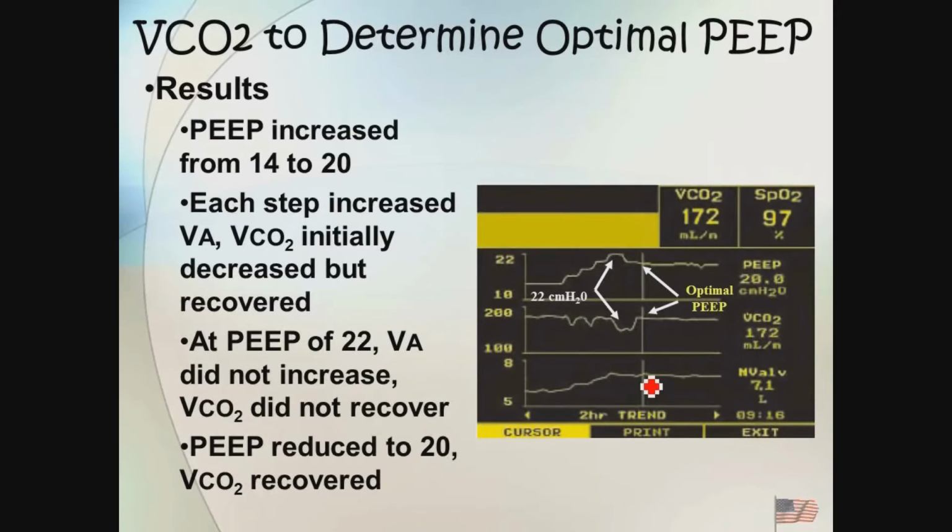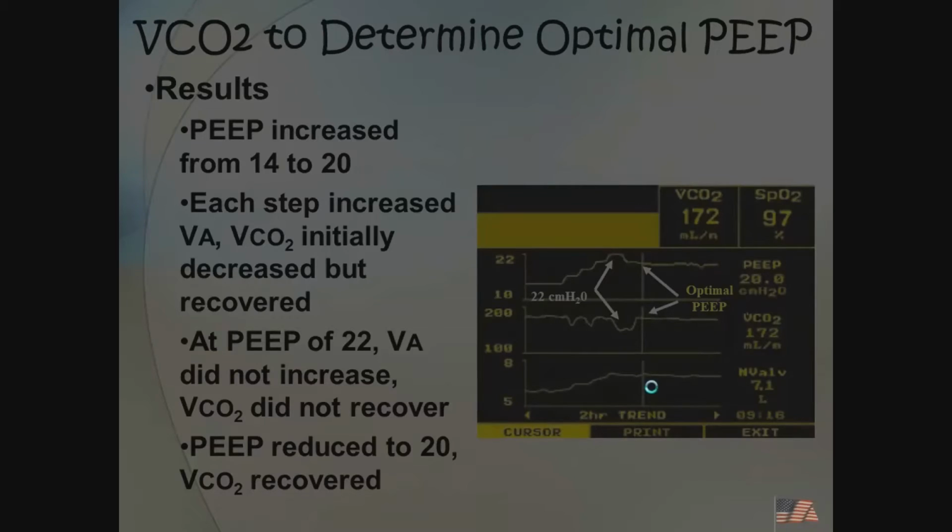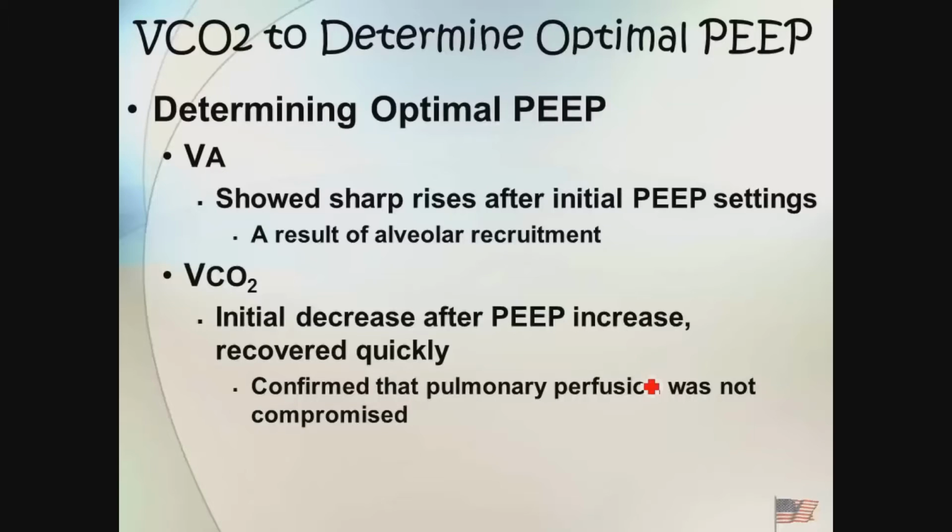So that's what people call the drop in VCO2? Mm-hmm. Because I can't eliminate it, because I can't bring the CO2 back because perfusion's impaired. Oh. Right? Okay. So alveolar volume should increase after the optimal PEEP because I'm recruiting. And VCO2 is going to decrease when I go over, but once I come back to that lower level, it should recover, and I should see that I'm not seeing any compromise of pulmonary perfusion.